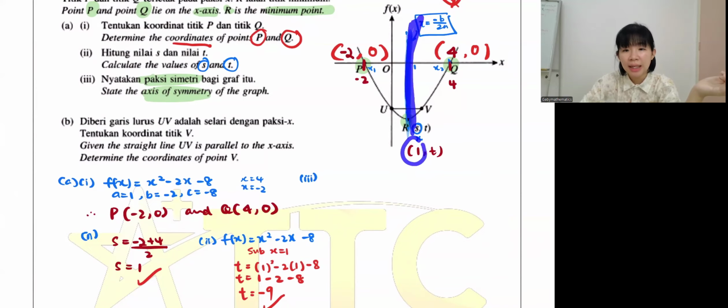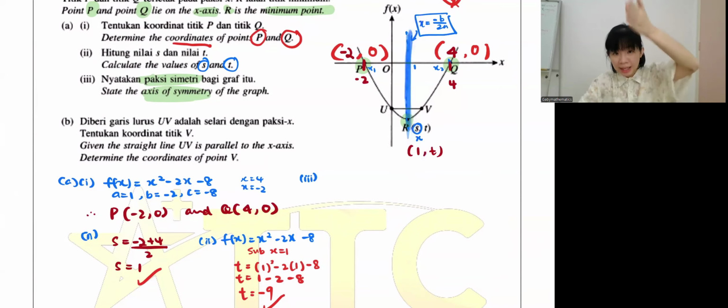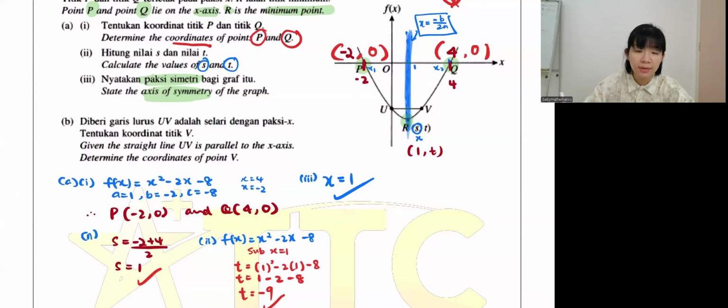So how do we call this line? Vertical line. You can't just write 1 now, guys. If you write 1, it's wrong. So you have to state the equation. So this line is called x equals 1. Understand? So the vertical line must start with x. x equals 1.